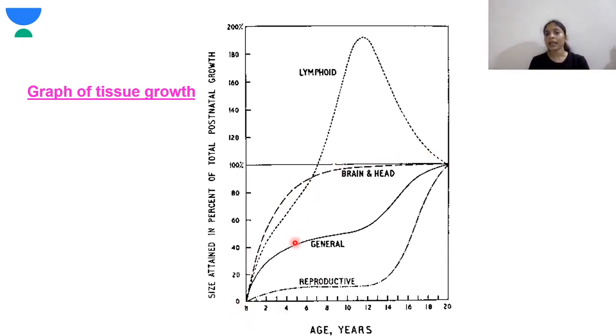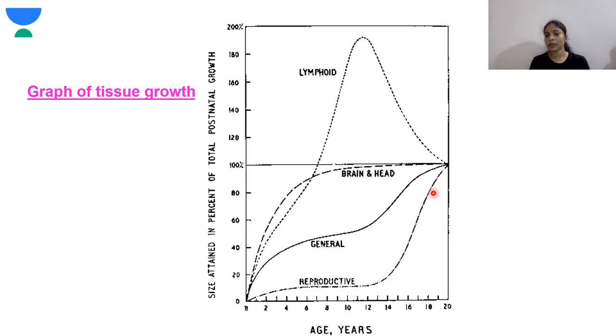The head and brain growth happens in the first 2 years. 80% of the growth of the brain happens in the first 2 years. You can see there is a sudden hike and then there is a plateau. Likewise, when you see the lymphoid tissue, there's a sudden increase in growth between 10 to 12 years. Okay, there's a sudden peak.